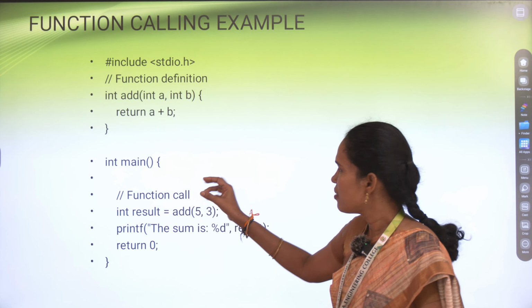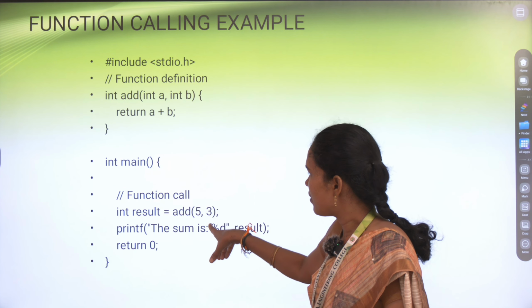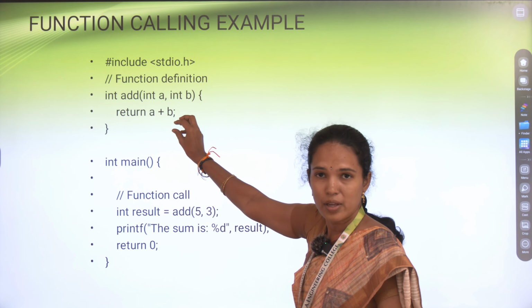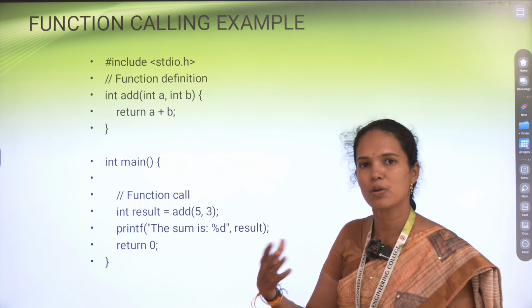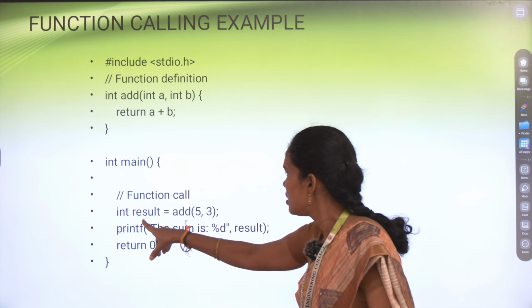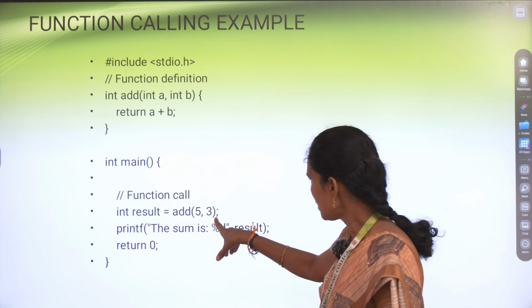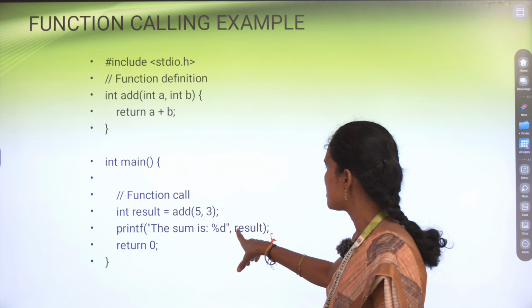That means for the variable a, the value is 5, and for the variable b, the value is 3. I want to add those two numbers and print the result. So I am simply passing the arguments. Int result equal to add of 5 comma 3, print sum is percentage d result.